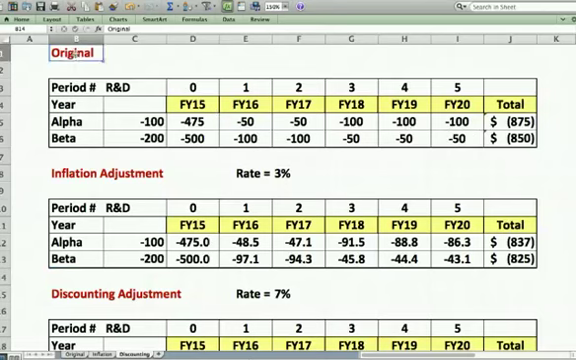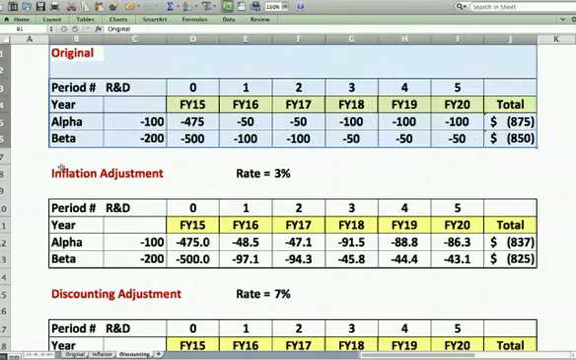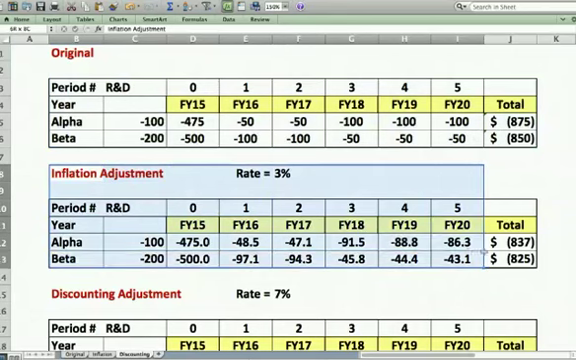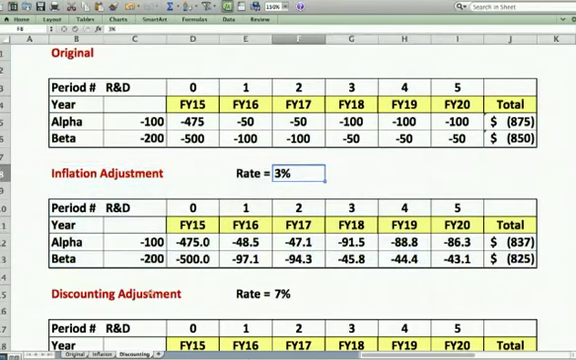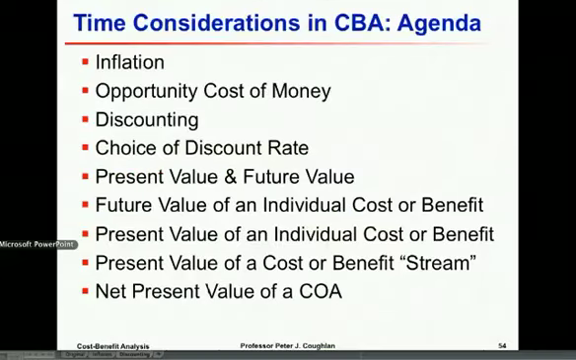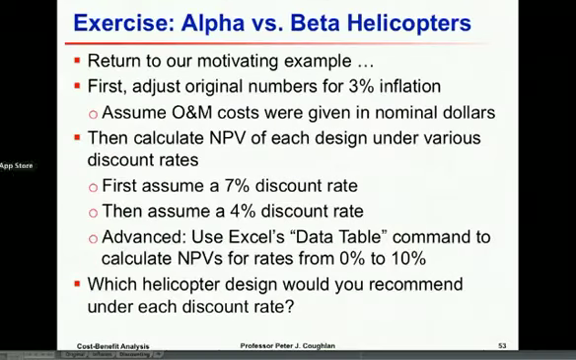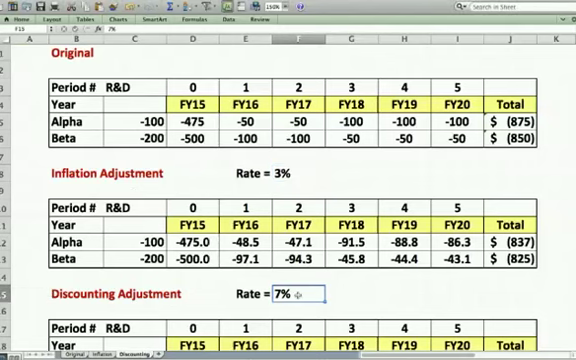I then suggested, so those are the original numbers, and then adjust them for inflation by 3%. So you put in 3% there, and what I've asked you to do is look at a 7% discount rate, then a 4% discount rate. So first, at a 7% discount rate. So here we have the discounting adjustment.